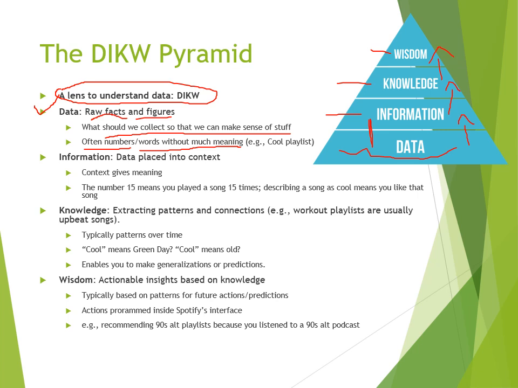So if you were to download a Spotify data set and someone made a playlist called Cool Playlists, that doesn't really mean anything. It's up to you as the analyst to understand what cool means and what playlist means and what cool playlist means together, based on the artists and types of music that are in an individual person's playlist. So once you have that raw data, these figures, then you get to information.